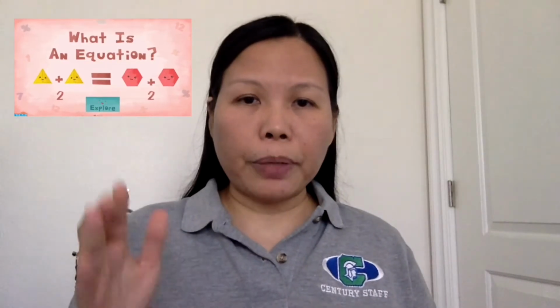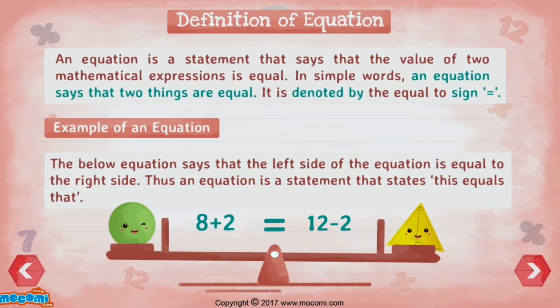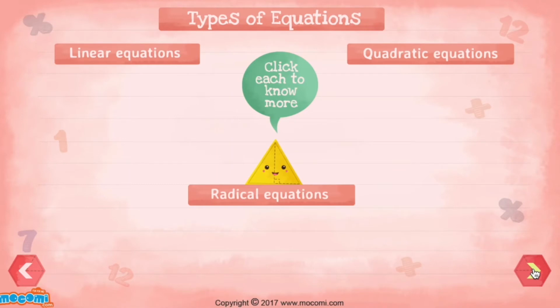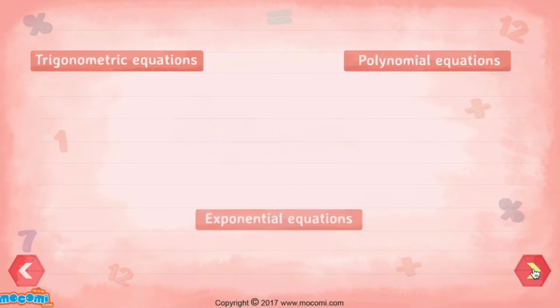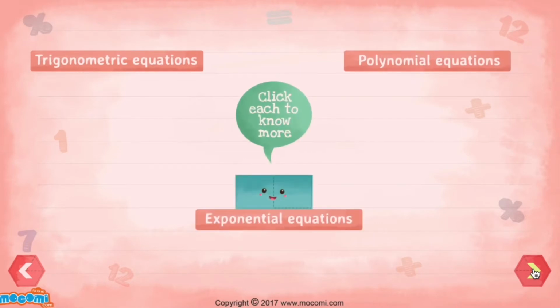Now, what is the difference between an algebraic expression and an equation? Equation has the prefix "equal" in front, so something equal to something would be an equation. It's a statement with an equal sign in it. It's like a scale, and that is often used. We have many types of equations: linear, quadratic, radical, trigonometric, polynomial, and exponential equations. What we will start with today is linear equations.